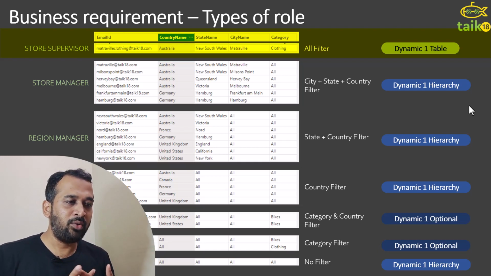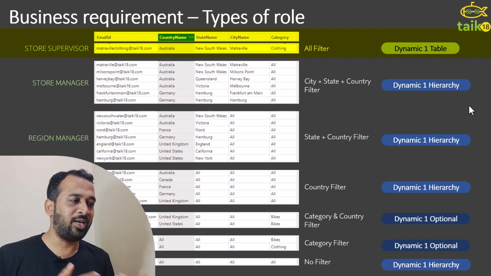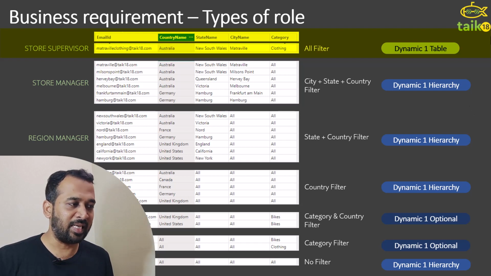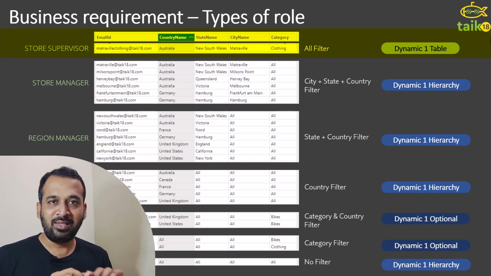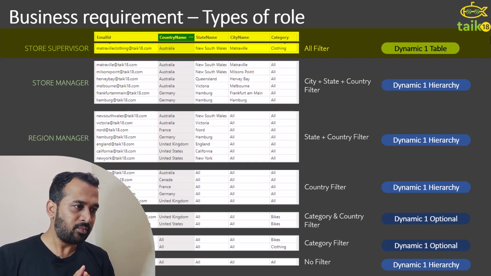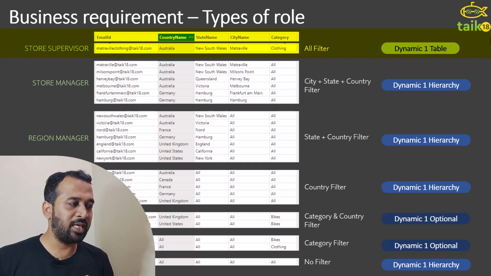And if we have to apply this row level security to a store supervisor, then we have to have values in 4 of the columns, which are the country name, state name, city name, and the category. So this is basically a dynamic level filter, which we have already seen in that demo. So this is a kind of dynamic one table filter that we can adopt. The rest, everything else we have, two of them are complex ones.